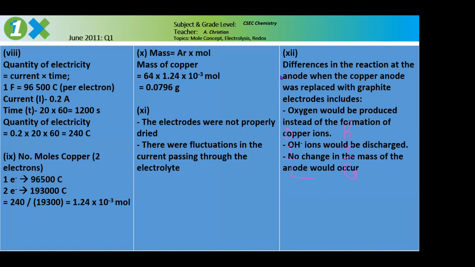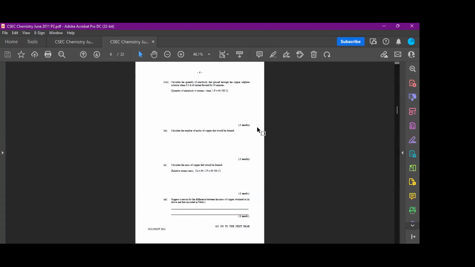the other part of this question, which is about Coulomb, Faraday's charge, and the mole. It says that the quantity of electricity that passed through the copper sulfate solution when 0.2 amps of current flows for 20 minutes, that's what you're supposed to use to calculate the quantity of charge, and it gives you the equation. Therefore, they're making your work a little bit easier.